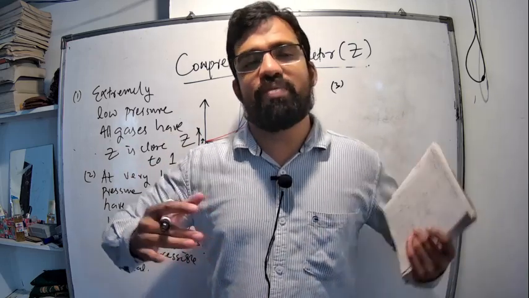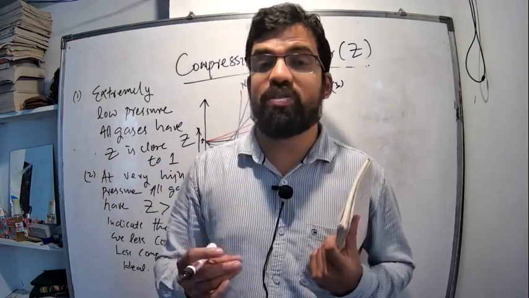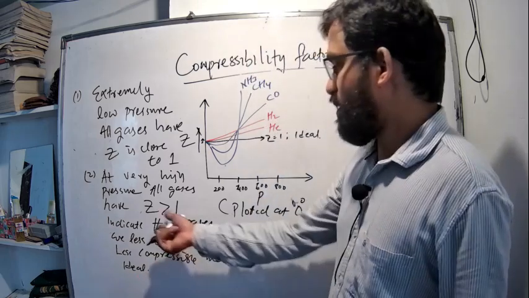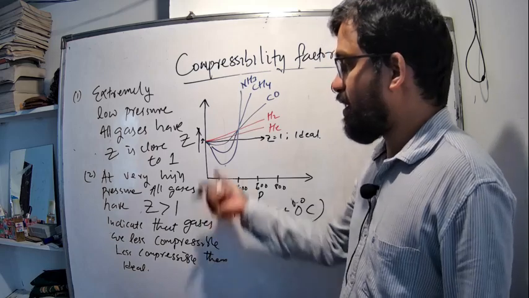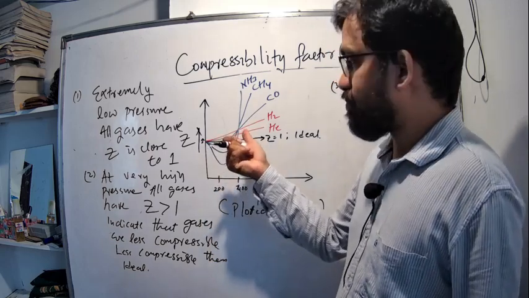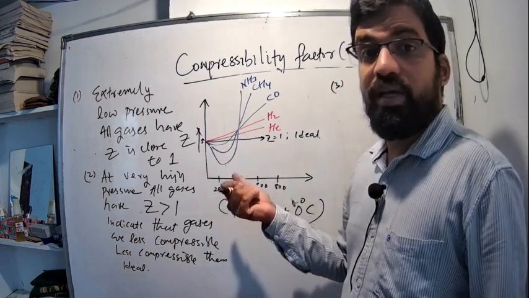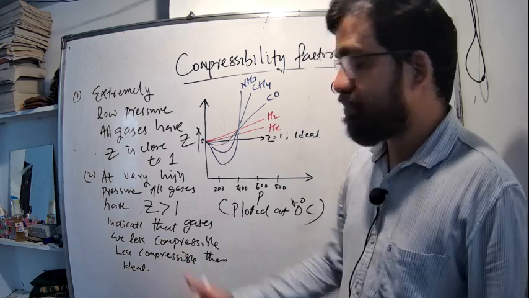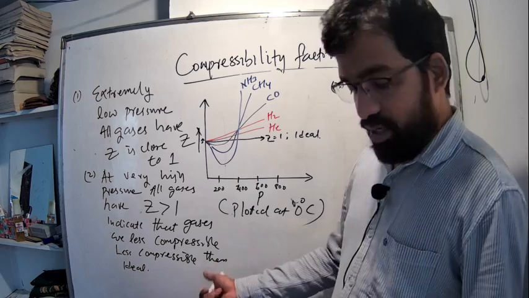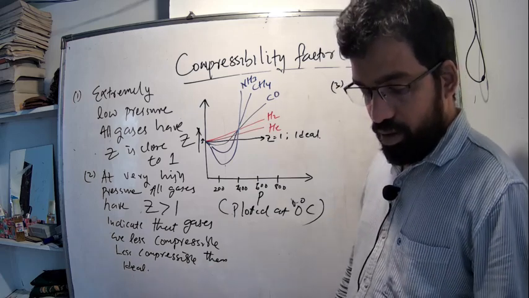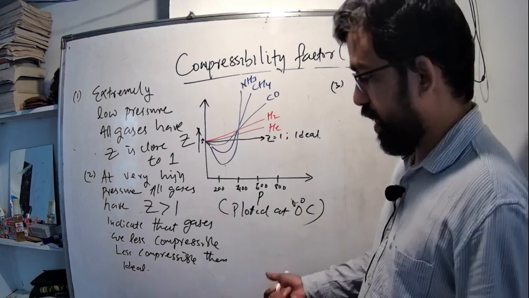When you compress further, what will happen? The internuclear repulsion will start. That is why when all gases are at very high pressure, in that condition Z will be greater than 1. They are less compressible than ideal gas. This is due to high pressure.